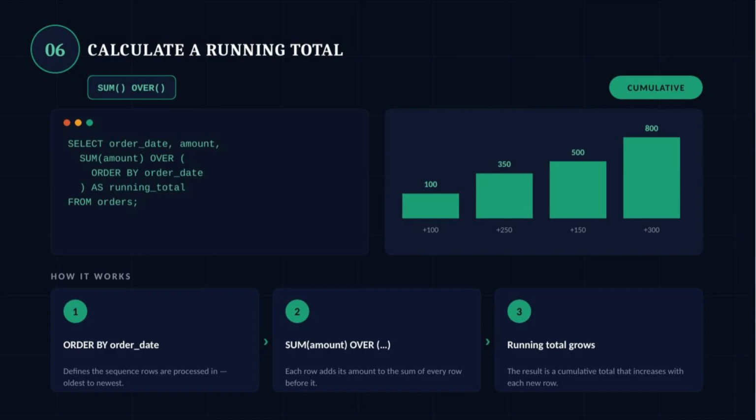Look at the bars. 100 stays 100. Add 250, and the running total becomes 350. Add 150, it becomes 500. Add 300 more, and it reaches 800. Each new row doesn't replace the total, it builds on top of it. This single window function replaces what used to require a self-join or a slow procedural loop in older SQL approaches.